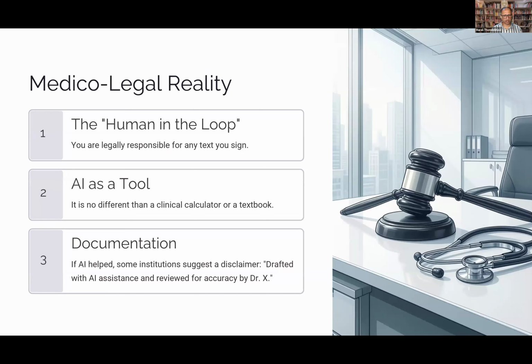Because at the end of the day, you are legally responsible for whatever you do. Use it as a tool, no different than a clinical calculator or a textbook. Don't give too much autonomy to it. And if AI has helped, you have to actually give a disclaimer, right? So: this was drafted with AI assistance and it was reviewed by so-and-so doctor for accuracy. Make sure that that is explicit, otherwise things might go the wrong way.